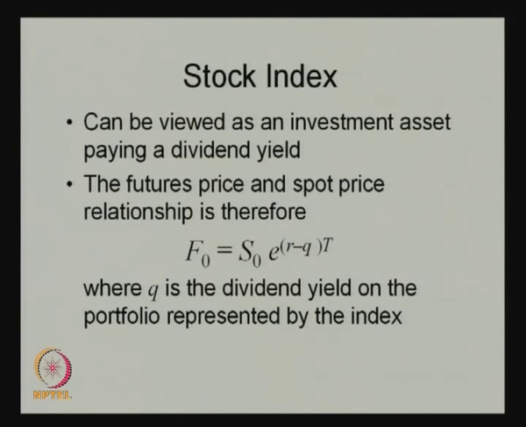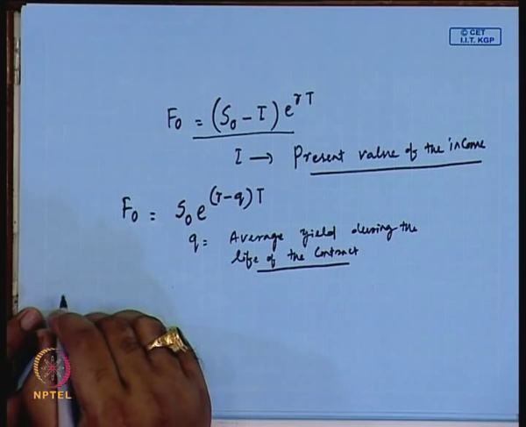Then another instrument: derivative instruments are always based on some price through which the price of the other instrument is derived, like financial derivatives. One is the stock index. The stock index can be viewed as an investment asset which is paying a dividend yield, because every stock basically pays a yield, that is why we are expecting that. Then in this case, what is the relationship between the future price and spot price we can have?